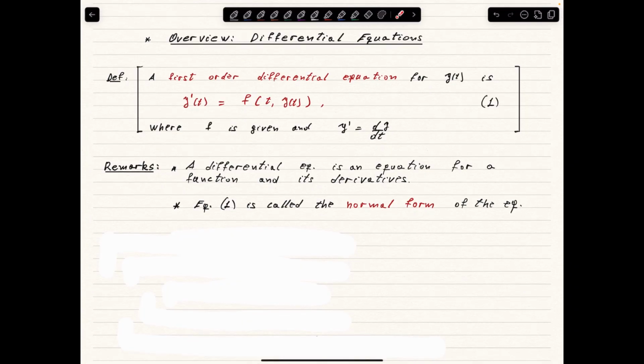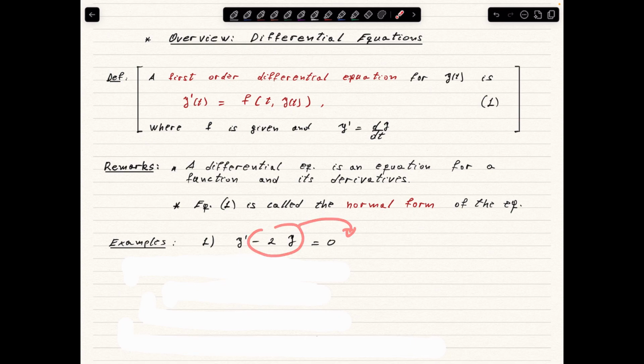Let's see a few examples of differential equations. Here we have one differential equation, y prime minus 2y equals 0. Well, this equation is not written in normal form because it's not in the form y prime equal all the rest. But it's very easy to write it in normal form. The only thing we need to do is to move this term to the other side. And if we do that, we get that y prime is equal to 2y. Well, this is a differential equation and it is written in normal form.